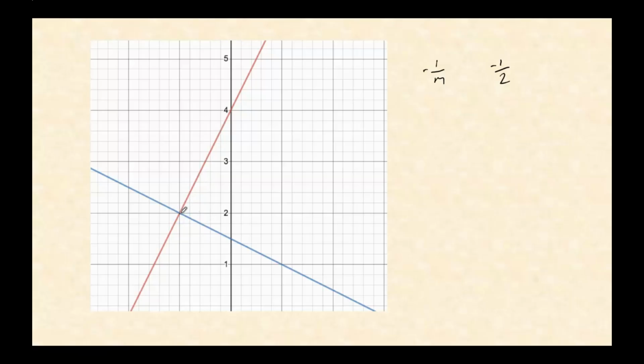For my original line, I go along 1 unit and up 2 units. And in my perpendicular line, I go along 2 units and down 1 unit. So that length there is 2 and that length down here is 1. So notice that these two triangles are exactly the same. They are similar, in fact they are congruent triangles.